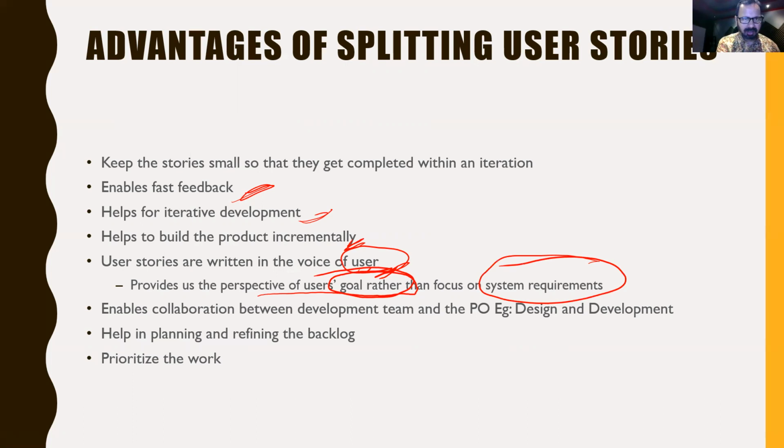Now, it also enables collaboration between the development team and PO, for example, for the design and development. So when you're splitting, it's a team exercise. During the backlog grooming meeting or whatever, you can split. When we are using the triple C concept, card, conversation, confirmation, it enables that collaboration, and is a healthy way to split the stories. It creates that shared understanding, and you can identify what your dependencies are, ratify those things with the other teams, and so on. It'll help you in planning and refining the backlog. It'll help you in prioritizing the work.